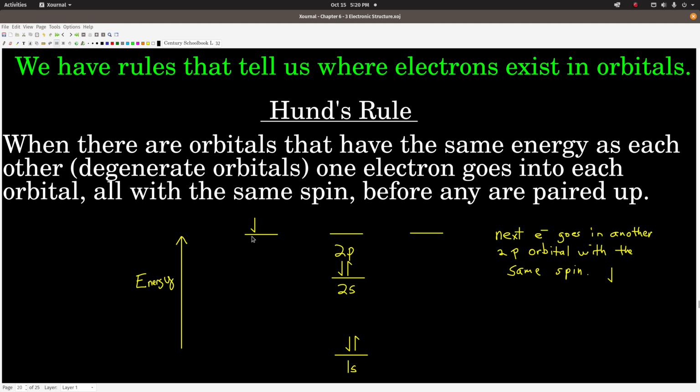It doesn't matter which. So now if we're going to put another electron into this 2p sublevel, it's going to have to go into either this one or this one. And whatever the spin of this first electron is, down or up, doesn't matter. Whatever it is, the next one has to have that same spin there. And then if we were going to put another electron in, then it would go right here with the same spin. That's Hund's rule. And that applies when we have degenerate orbitals. So at the same sublevel, p orbitals are degenerate with each other, d orbitals are degenerate with each other, and then f orbitals are degenerate with each other.